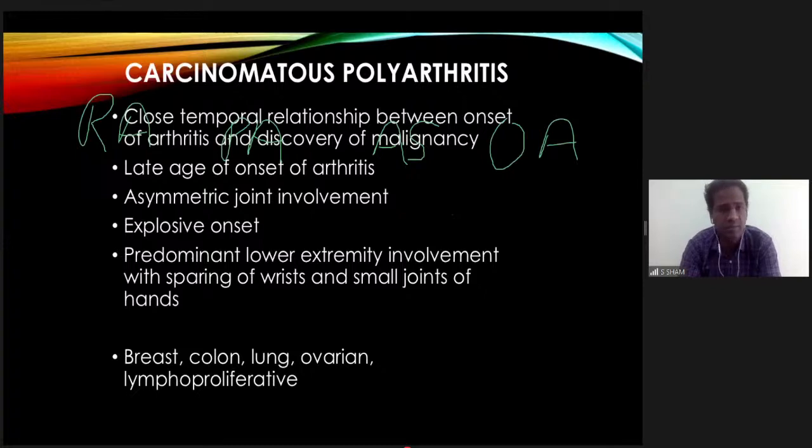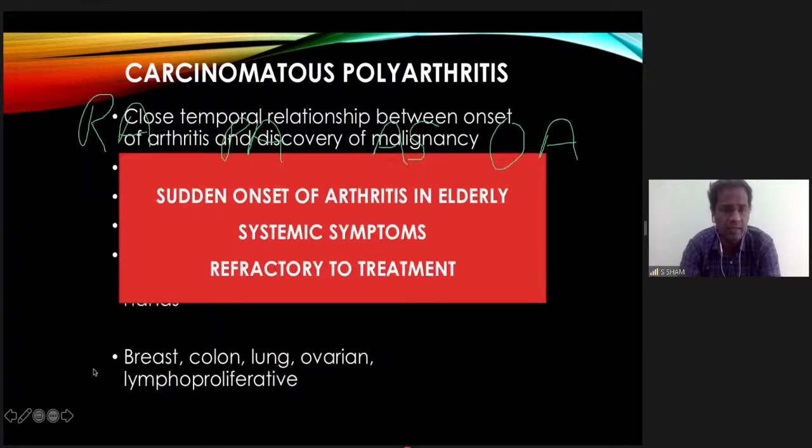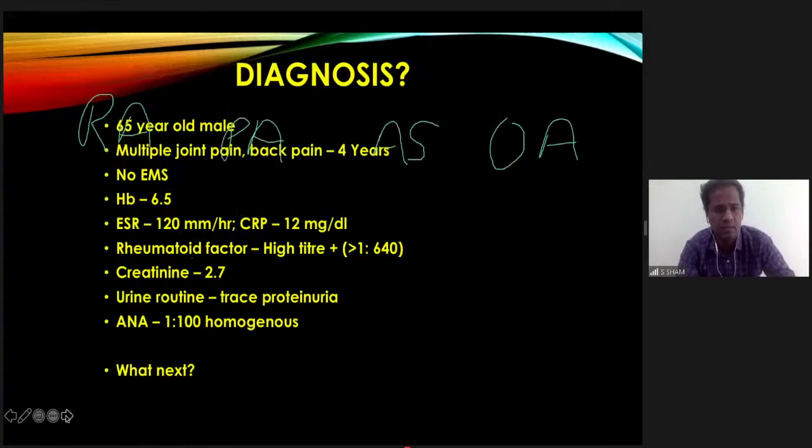So sometimes it might be blood dyscrasia or it might be any other solid organ tumor which can present like this one. So sudden onset of arthritis in elderly, systemic symptoms, refractory to treatment, do think about carcinomatous polyarthritis. So next we'll be going into investigation, just a few more slides.